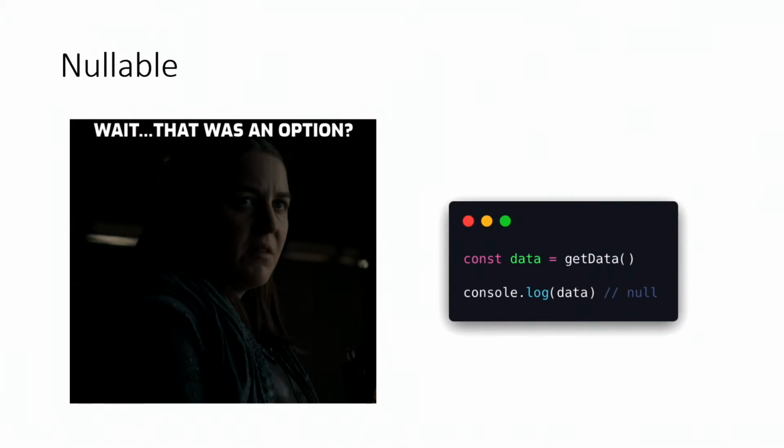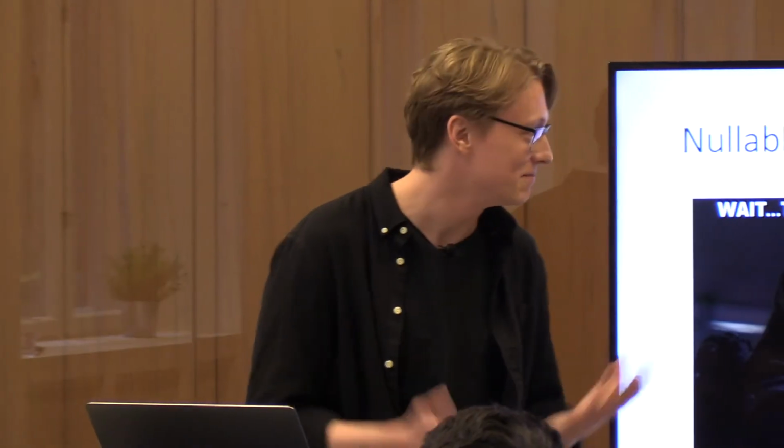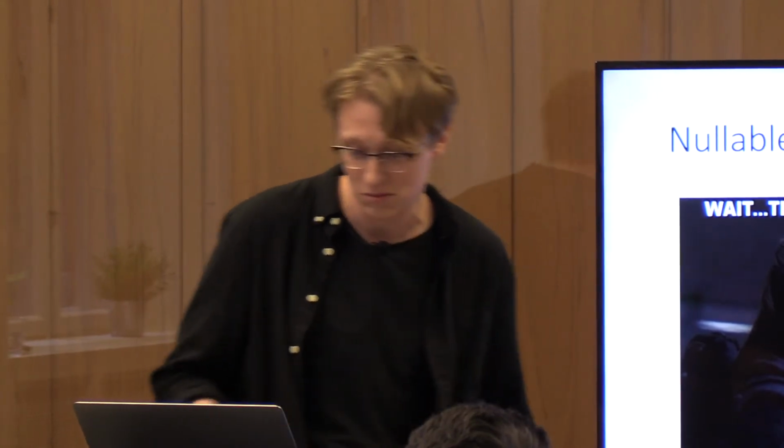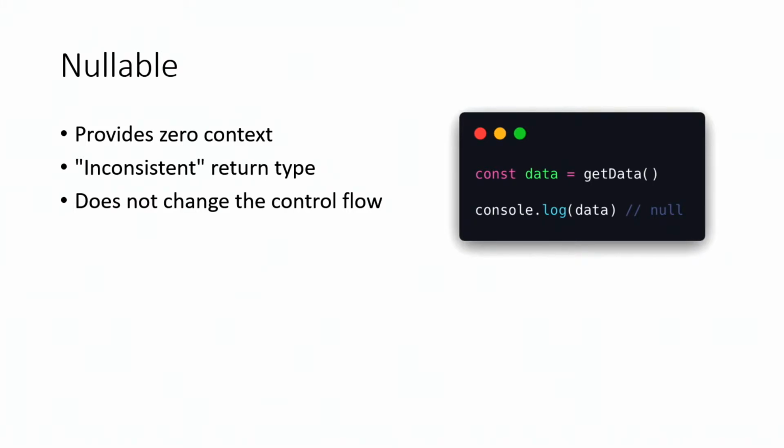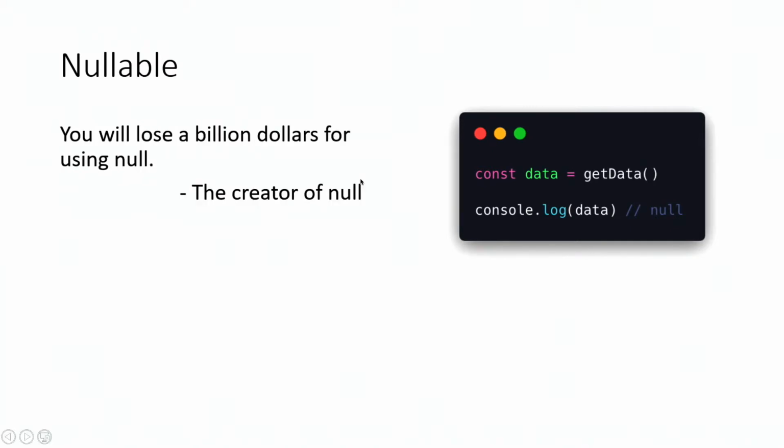So, nullable. Is this even a way of error handling? Was that ever an option? Have you ever done that? Maybe, it's a way to go. I mean, there are some good sides. It obviously provides zero context about the error. We don't know what happened, something happened. If you're really worried about the return type, of course it's going to be inconsistent. It does not change the control flow. It's kind of an okay way. And according to the creator of null, you will lose $1 billion, which is a questionable statement, but whatever.